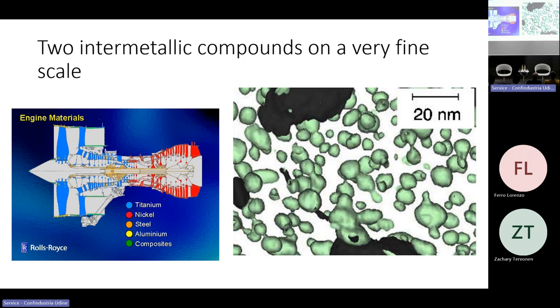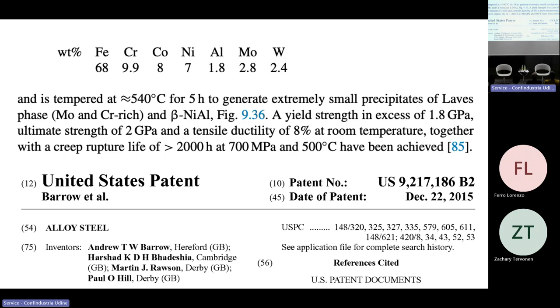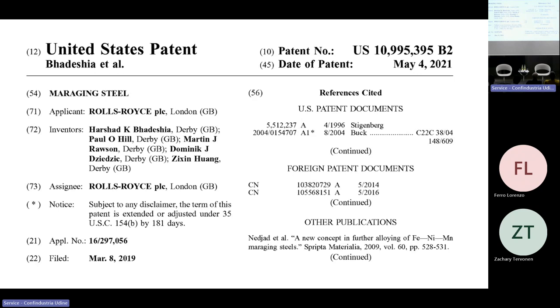And we have obtained patents for this technology. So this is a granted patent. The term B2 over here means it's actually a granted patent, all right? And it relies on these intermetallic compounds of the Laves phase, which is the iron, molybdenum, chromium phase, and beta, and a huge amount of testing. The strength is of the order of 2 gigapascals, ductility and fatigue strength and creep strength, et cetera, have been measured by Rolls-Royce. And this is a second patent granted where we introduced a second variant where we can control the austenite grain size.